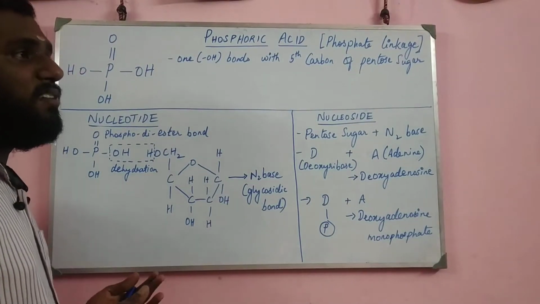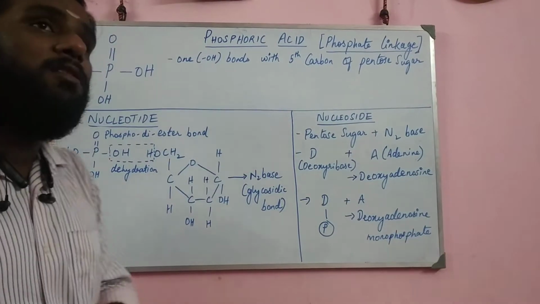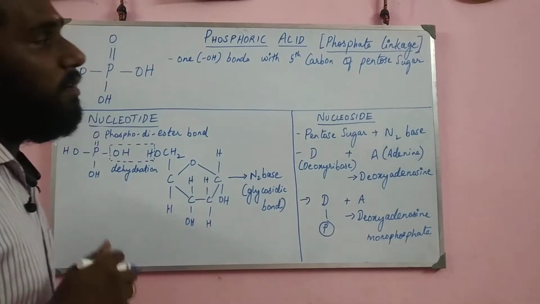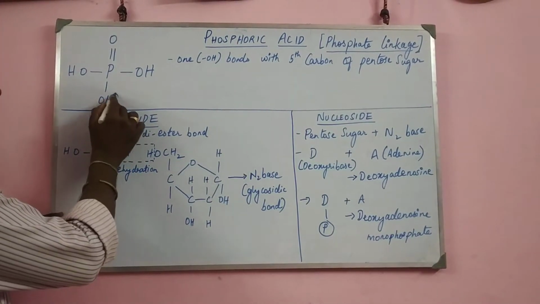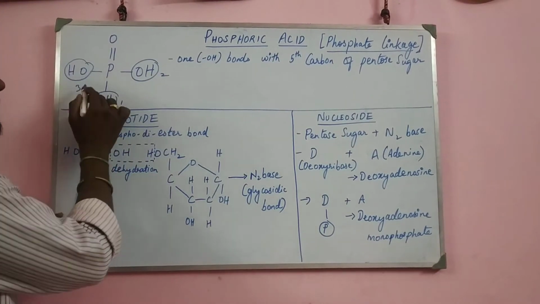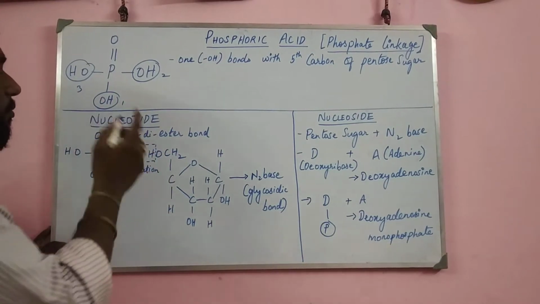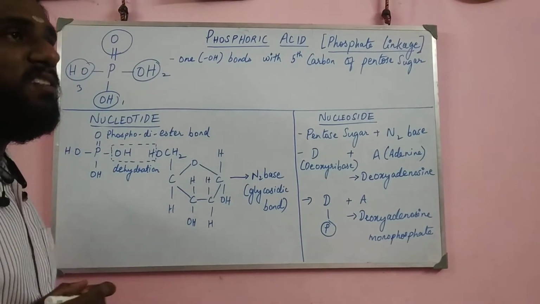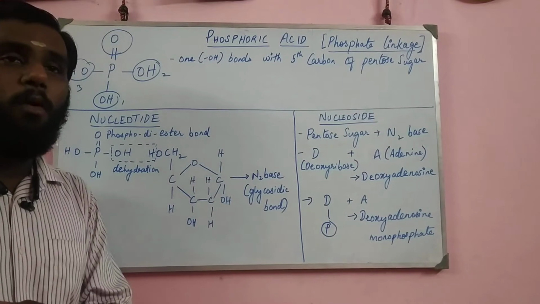The phosphoric acid is also called the phosphate linkage, or sometimes they would simply term it as phosphate as well. And what is the structure of this phosphoric acid? If you look at phosphoric acid, it has got 1, 2, 3 OH groups. Apart from these 3 OH groups, there is one double bond O. This is the structure of a phosphoric acid. It has got 3 OH and one double bond O.